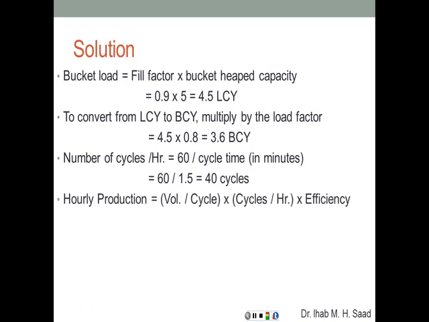However, that's assuming that we're working 60 minutes per hour. We know that we're not going to be working 60 minutes per hour, but only 48. So we have to multiply by the efficiency, which is 0.8. And that gives us a total of 115.2 bank cubic yards per hour.